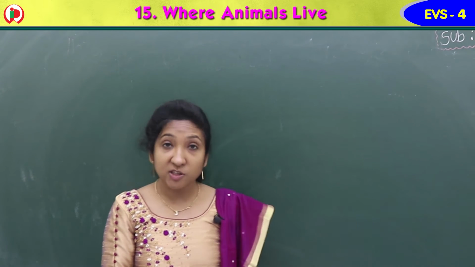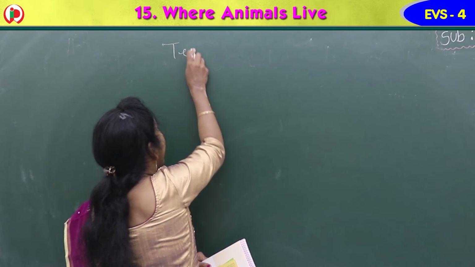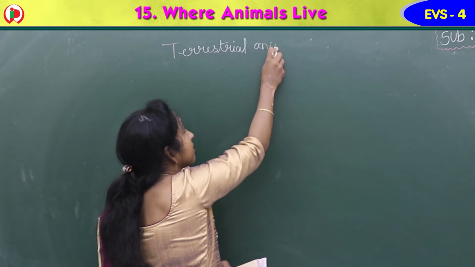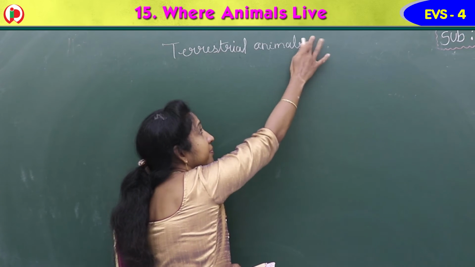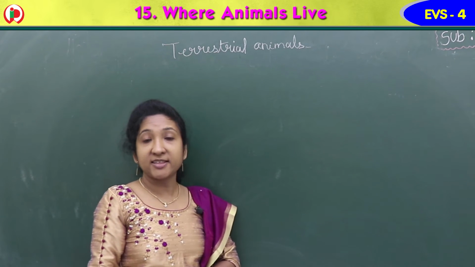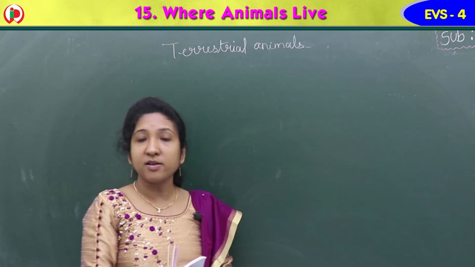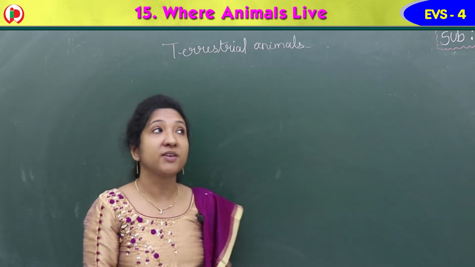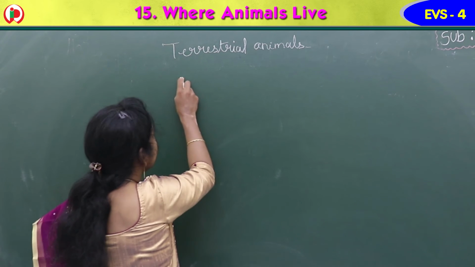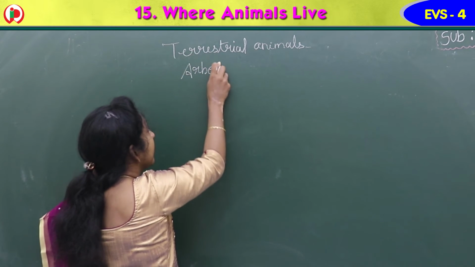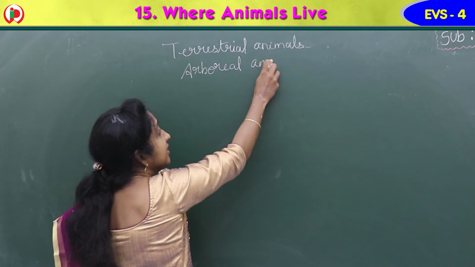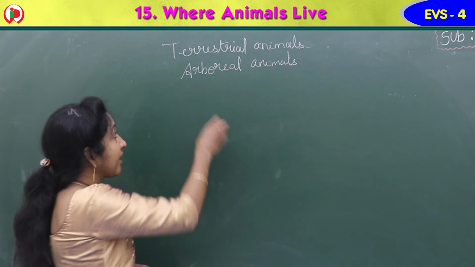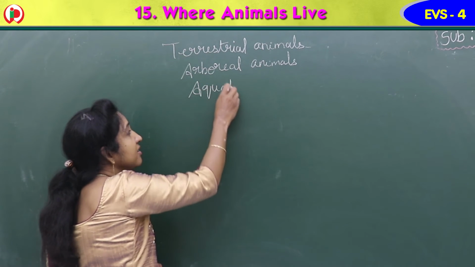So we learned about terrestrial animals that live on land: lion, tiger, elephant, deer, etc. They live in rock caves. Lion, tiger, then snakes in holes we saw. Then open places under the trees: elephants, deer we saw. Then about the animals that live on trees we learned, that is arboreal animals like monkeys, chimpanzees, squirrels. They live on trees.